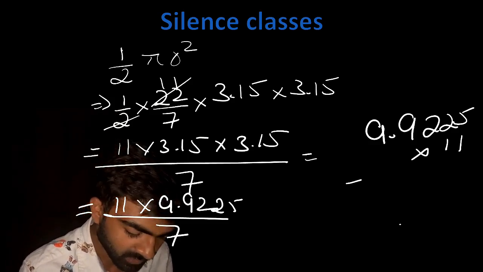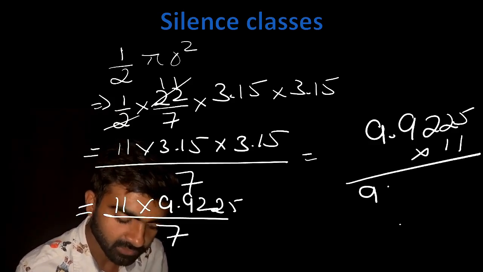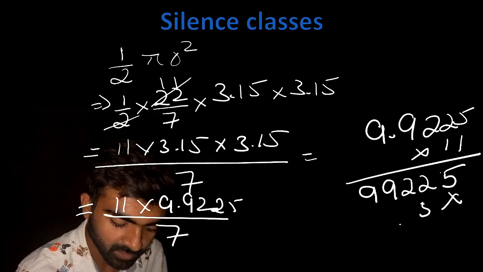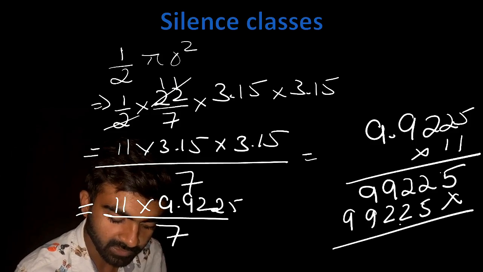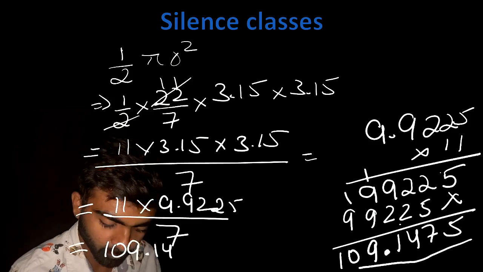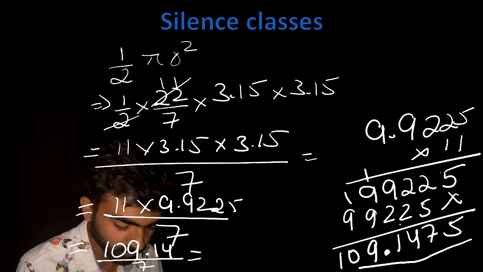9.9225 multiplied by 11, we can do it. So we can write it down, 99225, again 99225. So 5, 7, 4, 11, 9 plus 9 will become 18, 19 and 10, after 4 decimal places. So it will become 109.14, upon 7.